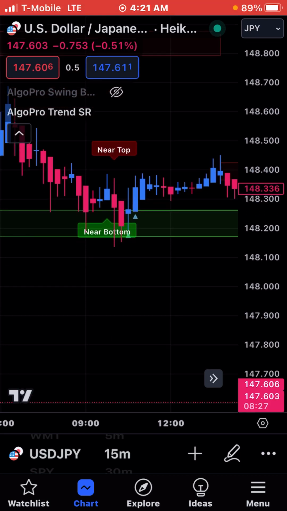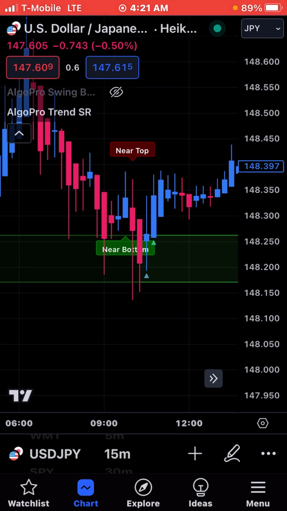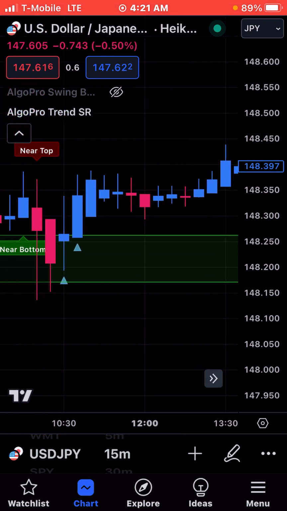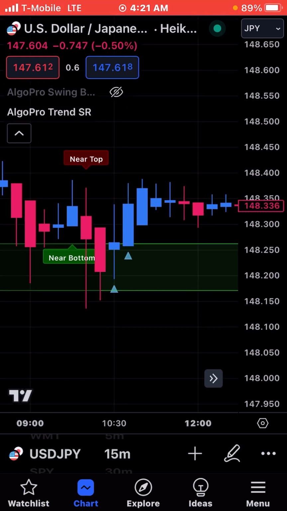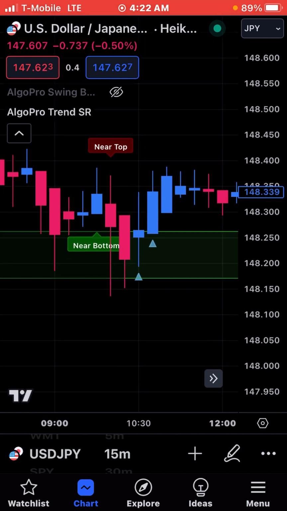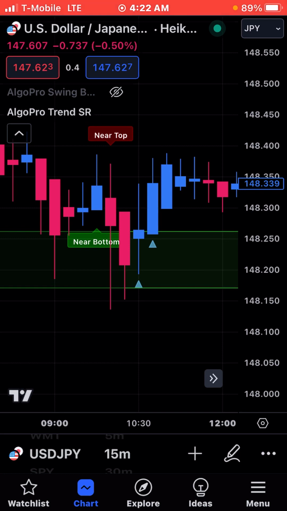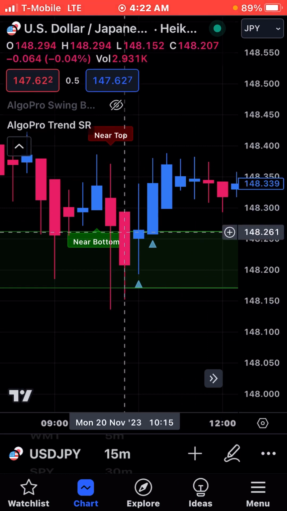So, what I just clicked here will apparently tell you when it's near the bottom. If you have an indication that it's near the bottom, you could put a buy order in and get profit off that. If something's near the top, then you could do a sell, which is pretty good. That's what you see happening right here. It's near top, near bottom.